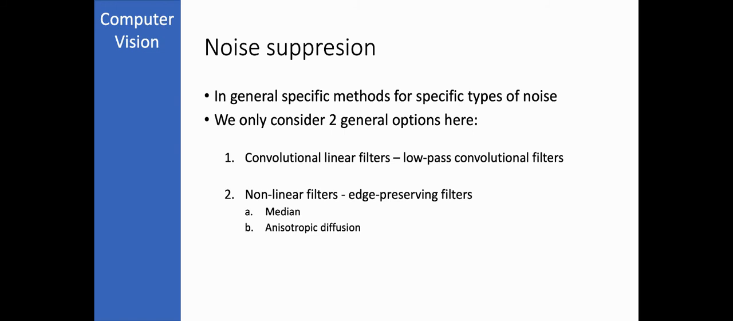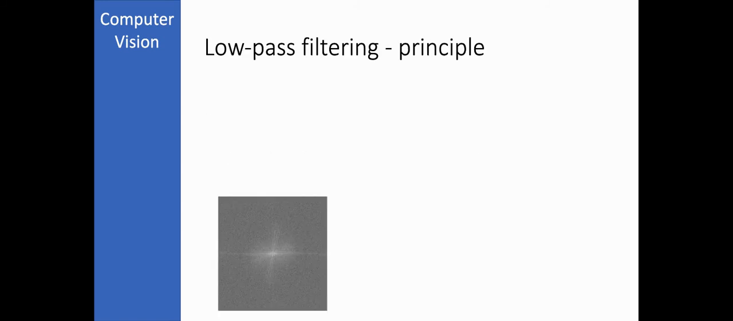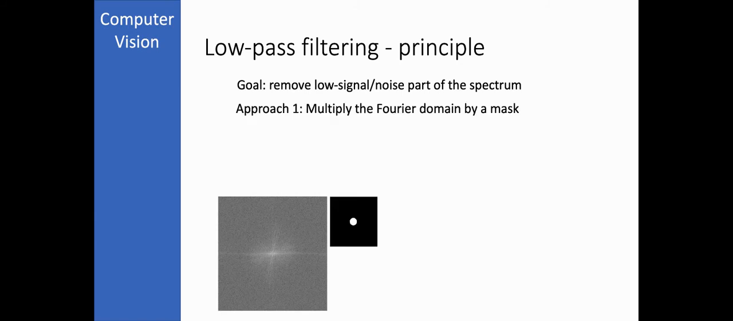So let's start our discussion with the first part, the convolutional linear filters. In other words, the low-pass filtering. So the principle is rather simple. We've seen that in the power spectrum of a noisy image, central parts contain information about the low frequency components of the image, and their SNR is quite high. So our goal is to remove the low signal-to-noise part of the spectrum, simply, for example, by multiplying the Fourier domain with a basic mask.